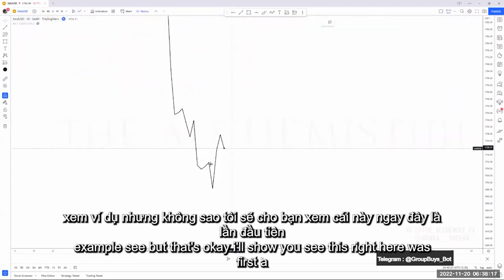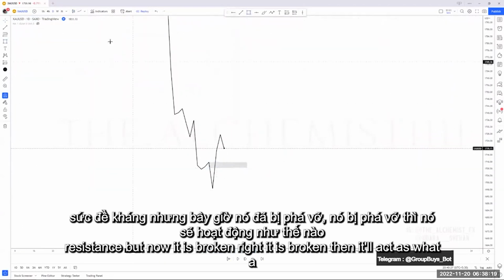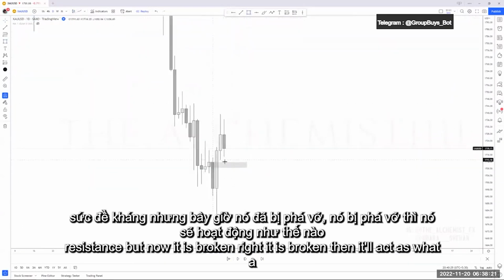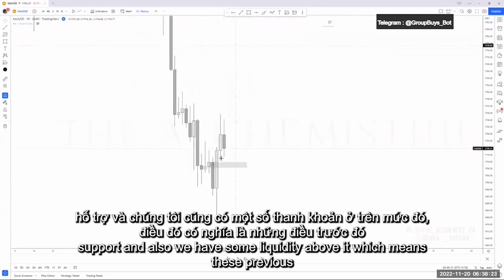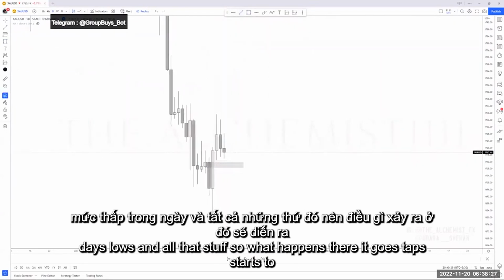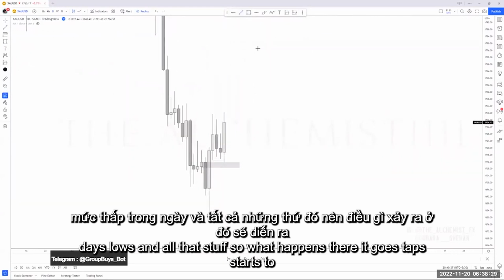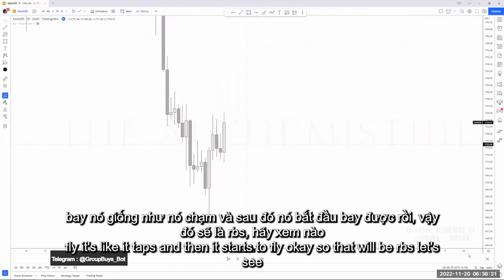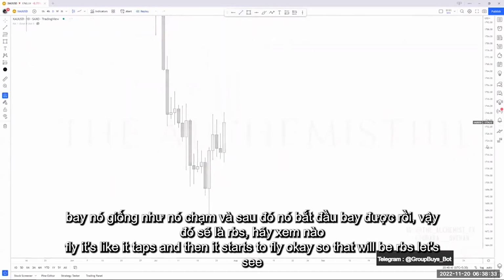See, this right here was first a resistance, but now it is broken, right? It is broken, then it will act as what? A support. And also we have some liquidity above it, which means these previous days lows and all that stuff. So what happens? There it goes. It taps, and then it starts to fly. Okay, so that will be RBS.